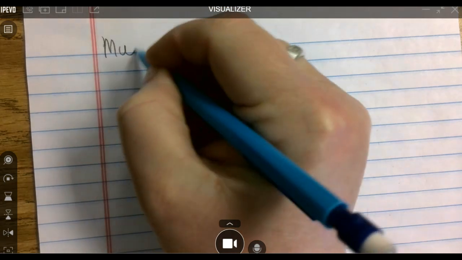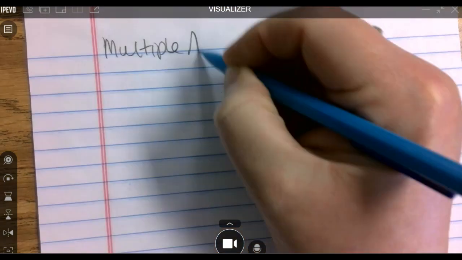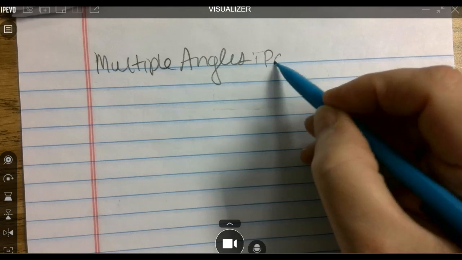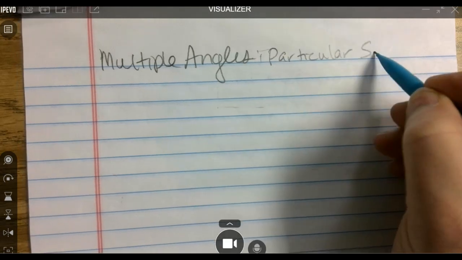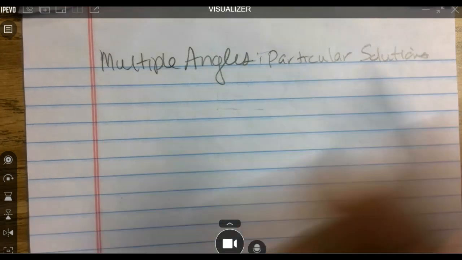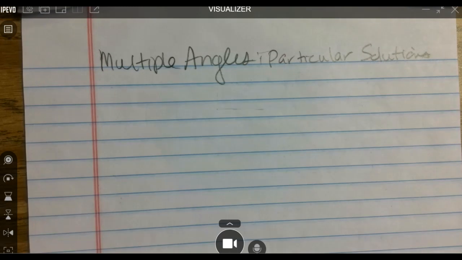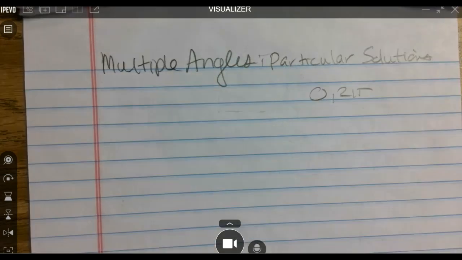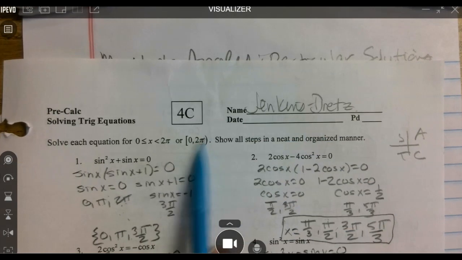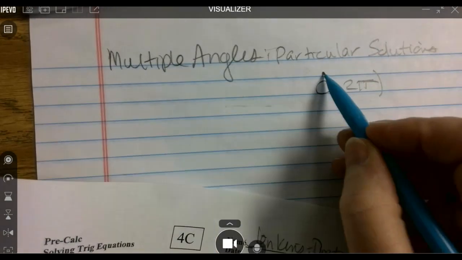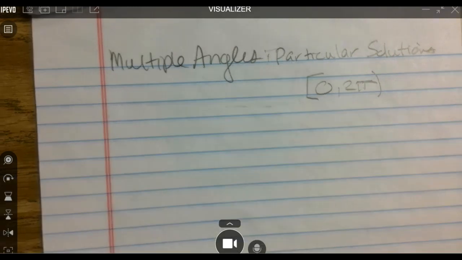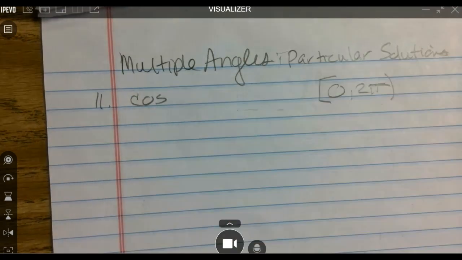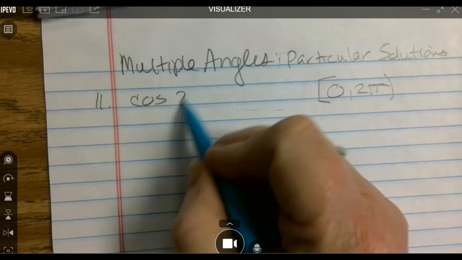So, multiple angles. We're going to start off with particular solutions, obviously, and then eventually we're going to work into general solutions. I'm going to stick right with your worksheet today because we're going to finish it. So I'm going to keep it between 0 and 2 pi. I think on your worksheet it actually has 2 pi not included, so I'll stick with that so that we're not having to redo this problem. Number 11 says that we have the cosine of 2x is equal to 1.